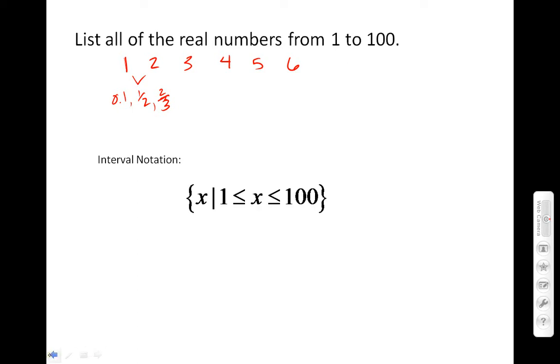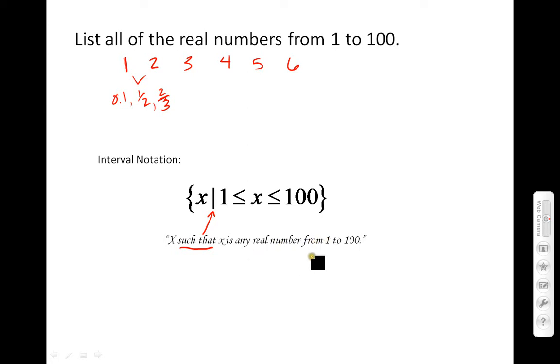So here's what it would look like. This is interval notation for all of the real numbers from 1 to 100. When you first look at it, you're probably thinking, I don't really know what that means. Well, if I were to read this, it is read as x such that. The phrase such that is represented with that vertical bar. X is any real number from 1 to 100.